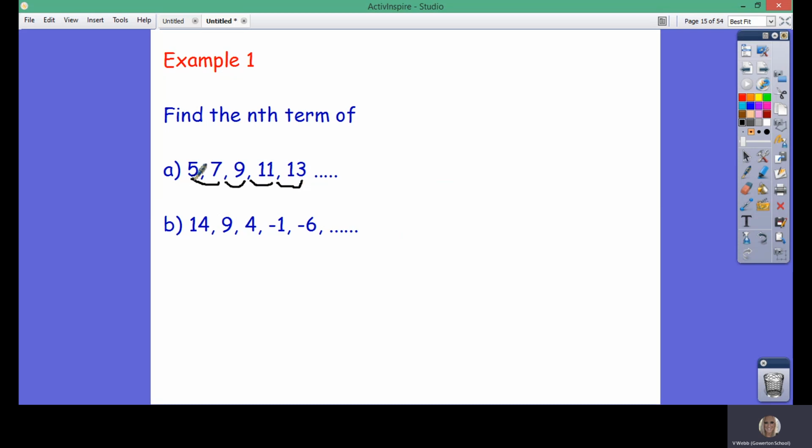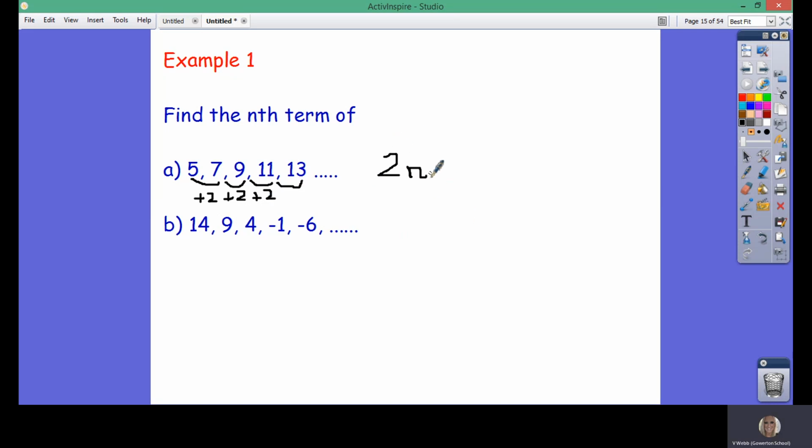So on this one, I've got 5 to 7. Well, I'm adding 2. 7 to 9, again, adding 2. 9 to 11, adding 2. So that means that my rule has got something to do with the 2 times table. And therefore, I write down 2n. So the gap here is the number in front of the n.